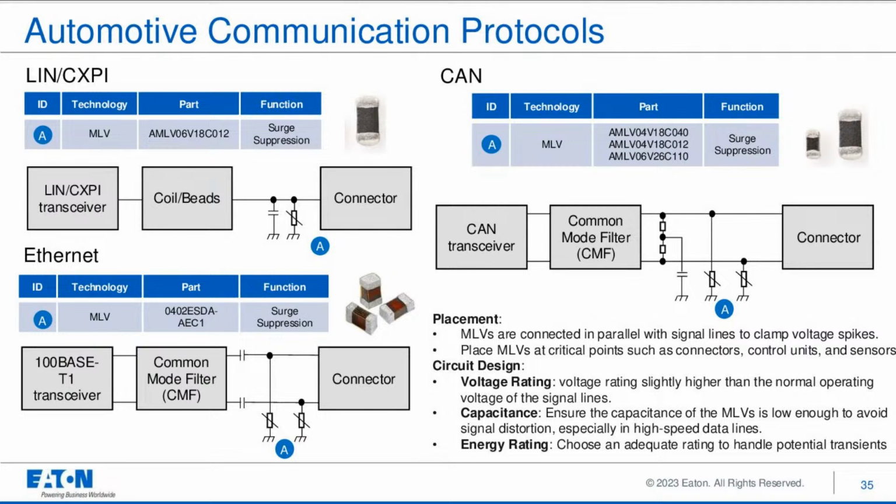For the lower speed protocols, LIN and CAN, we can use MLVs as the signals are not as sensitive to capacitance.